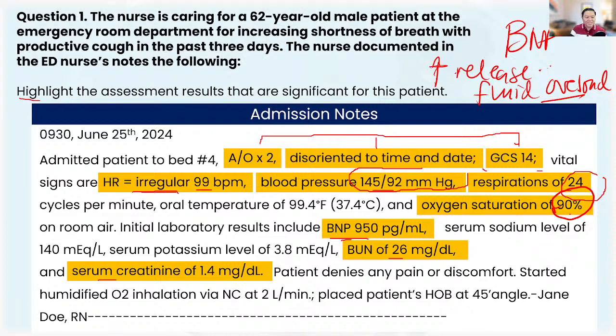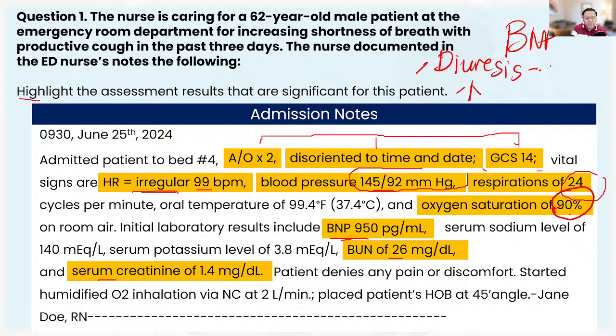Let me write that down. It's no longer effective. The BNP is supposed to trigger diuresis, or excretion of excess fluids, and the other one is natriuresis, which is the excretion of excess sodium ions from the bloodstream. But it's no longer going to be effective, guys.